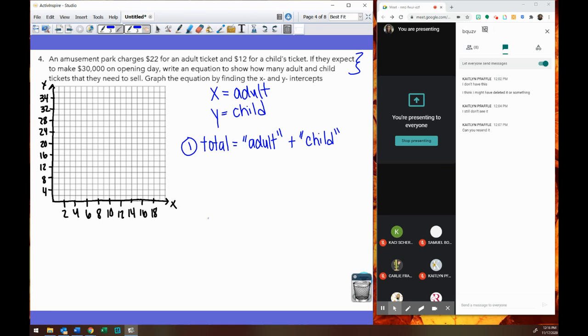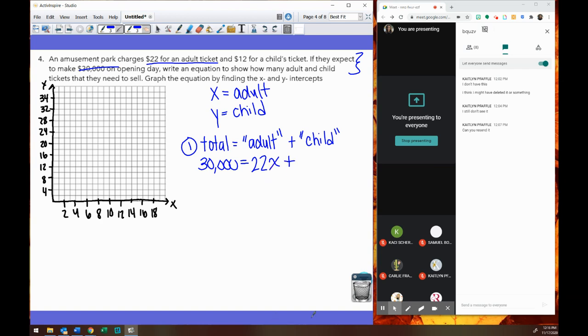What is the total that we know? $30,000. So we're using that. Equal to, what do I know about the adult tickets? They're $22 for an adult ticket. So I charge $22. Do we know how many we sell? Not yet. What letter do we use to represent the adult tickets? X.